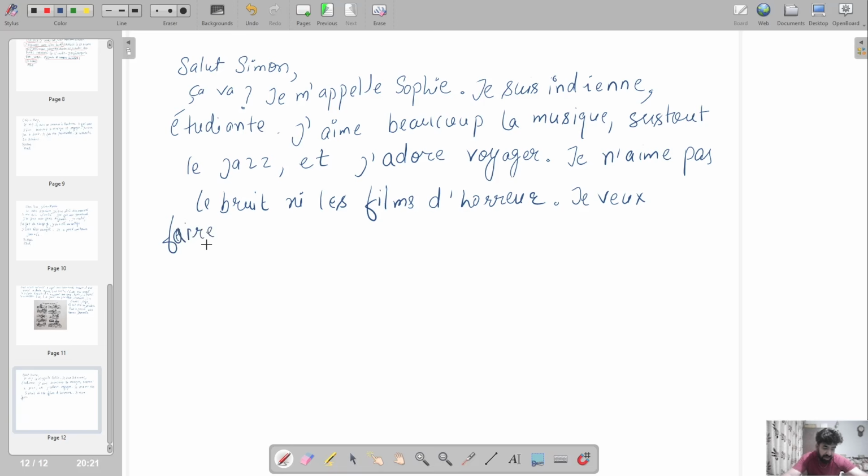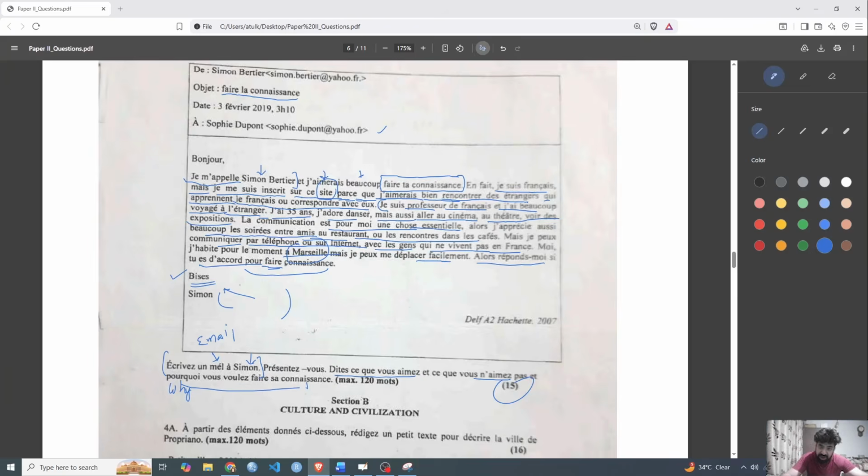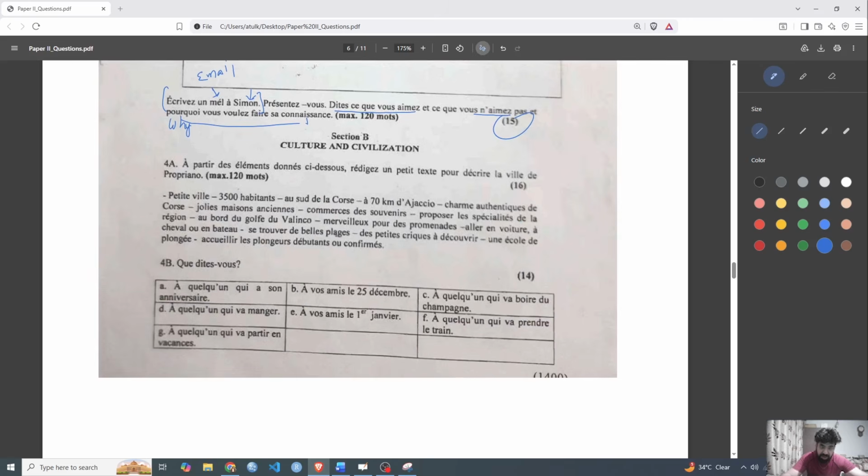Then I'll just say J'veux faire, basically to make the supposing, sorry. And then I'll write just Je prince de Francis. So I would like to know you because I like Francis. Abientot Sophie. Alright. So once I do that, we are done with this one. And then the next one we have to see.